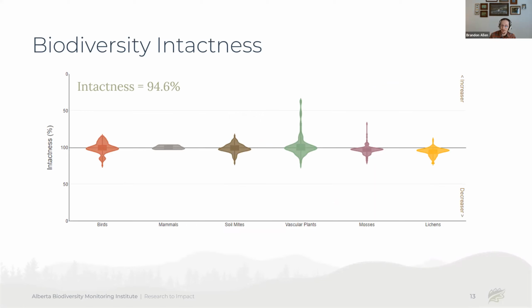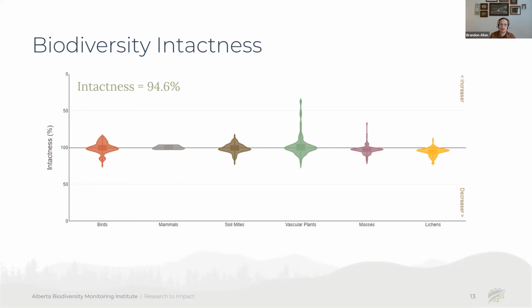So all of that work was to create a single species model and intactness for one species. This is done right now. We have almost 1,000 species models that we've developed. So take all of those steps of getting the occurrence data and cleaning it and processing it and the footprint data, do that 1,000 times to get a model for each species. And we can get these high-level intactness figures that we have here. So this is showing you the intactness of the 6 taxonomic groups that we have models for. Again, birds, mammals, soil mites, vascular plants, mosses, and lichens.